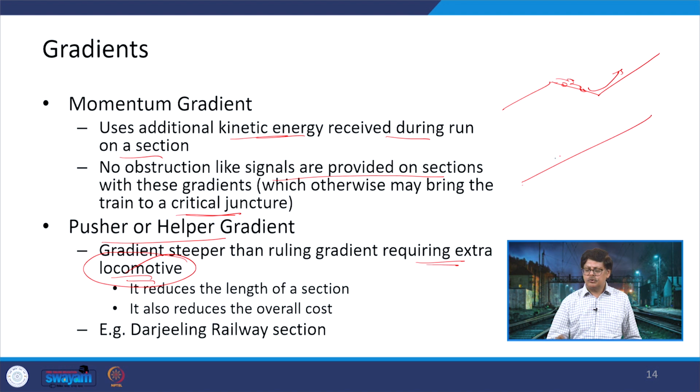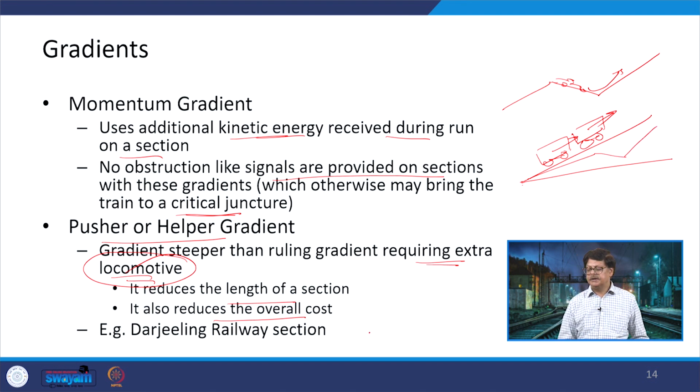So, we will have two locomotives now, moving together. We have increased the total power available to the overall assembly. So, it reduces the length of the section and it also reduces the overall cost, because the one going with the ruling gradient was like this, and there was maybe no possibility of momentum gradients. In this case, because you are traversing more height in one go, the overall length and the overall cost are reduced. So, there are some positive aspects just by combining a higher gradient with one more locomotive, or more locomotives being used. One such example is the Darjeeling railway section, where these pusher or helper gradients have been provided.